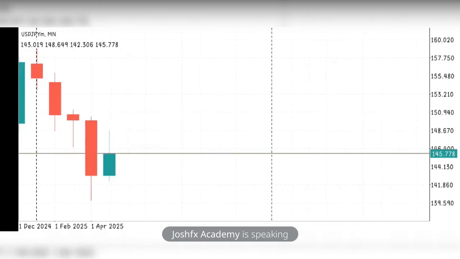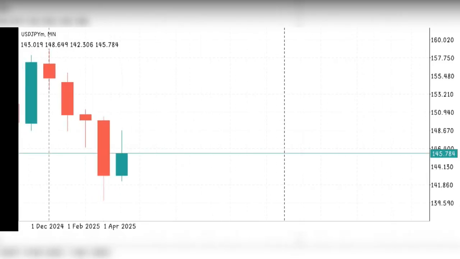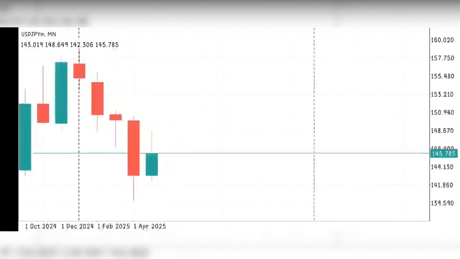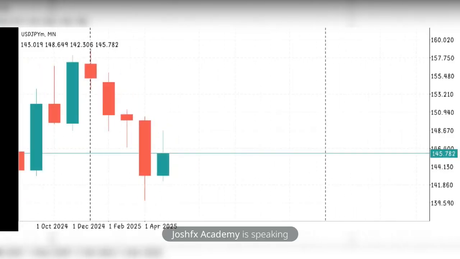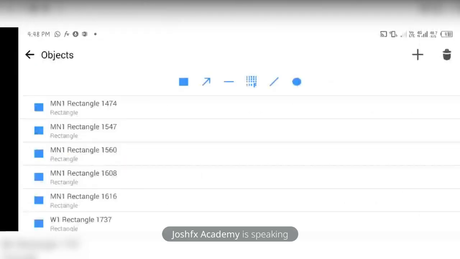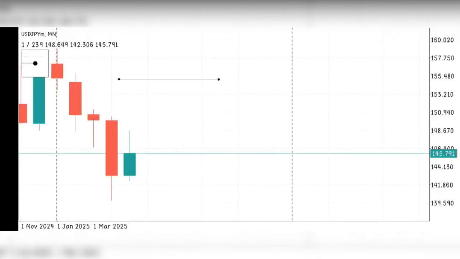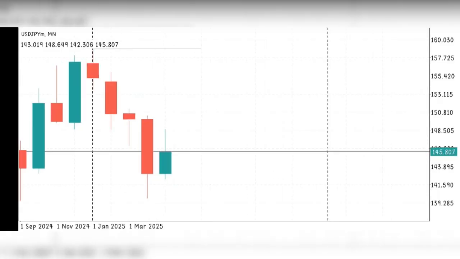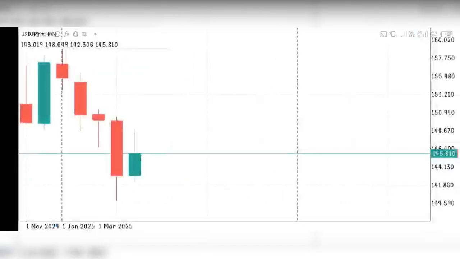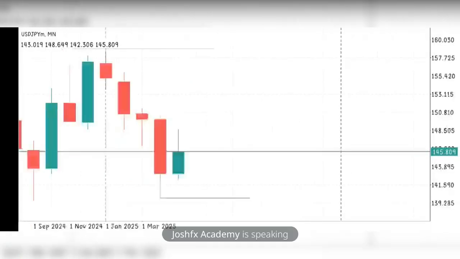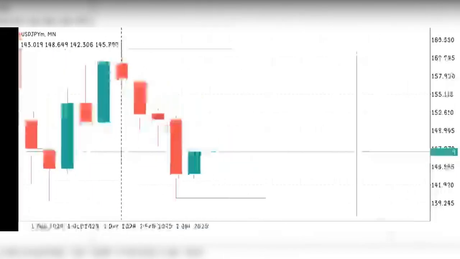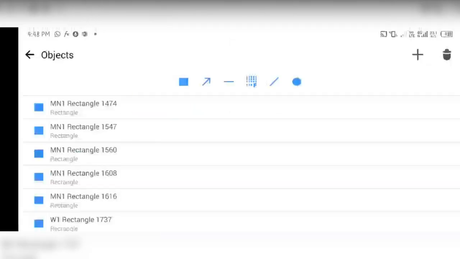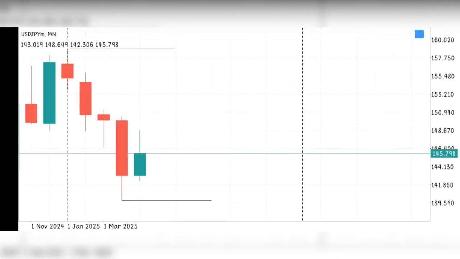So we have this. This is monthly time frame. So on the monthly time frame we mark our recent high, recent low. Now, inside this particular movement, we had this fair value gap.